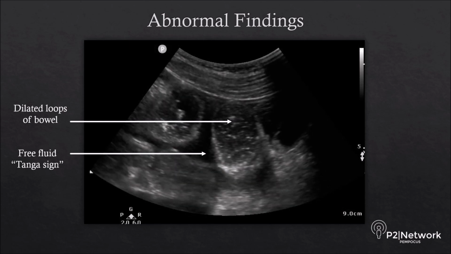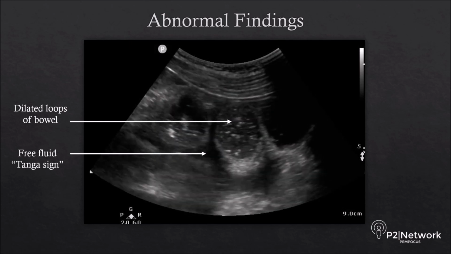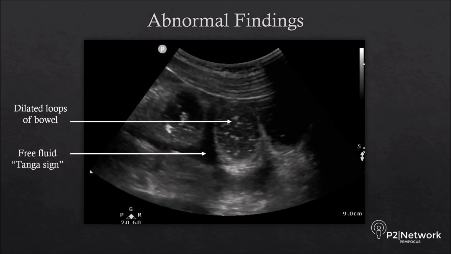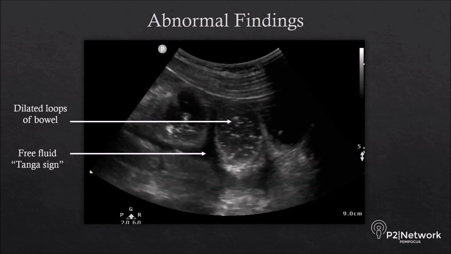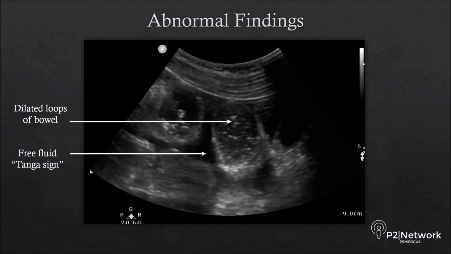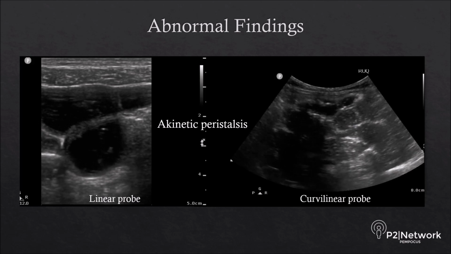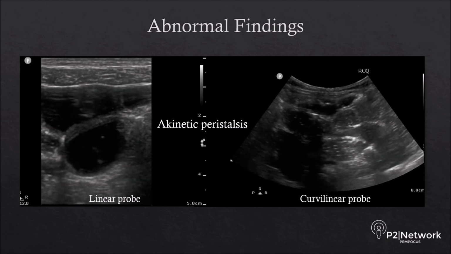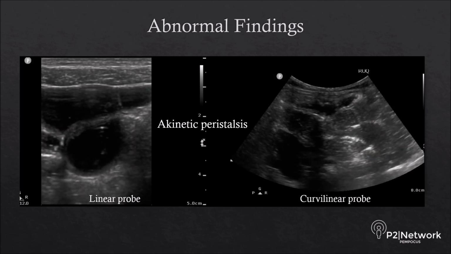Let's talk about some abnormal findings that we may see. One is dilated loops of bowel, as you see here, as well as this free fluid in a triangle shape as it infiltrates in between the loops of bowel in what is nicknamed the quote-unquote Tenga sign. Here we have an example of akinetic loops of bowel that are not peristalsing, and we see some to and fro motion of bowel contents.